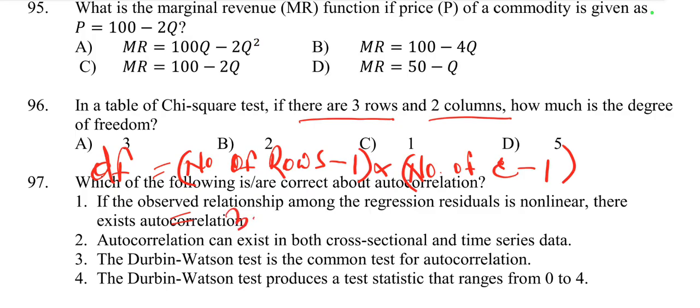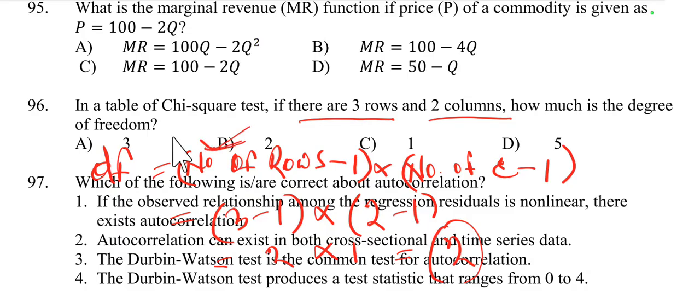So this implies 3 minus 1 into 2 minus 1. So 3 minus 1 is equal to 2 and 2 minus 1 is equal to 1. So 2 into 1 is equal to 2. So here right option is option number B, 2. So the formula for degree of freedom is number of rows minus 1 into number of columns minus 1. So right option is 2.